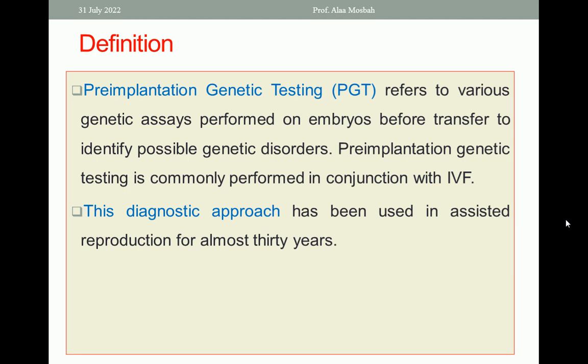Pre-implantation genetic testing refers to various genetic assays performed on the embryo before transfer to identify possible genetic disorders, and it is usually associated with IVF, I mean in vitro fertilization. This diagnostic approach has been used since 1990, so it is about 30 years as regards its use in assisted reproduction.